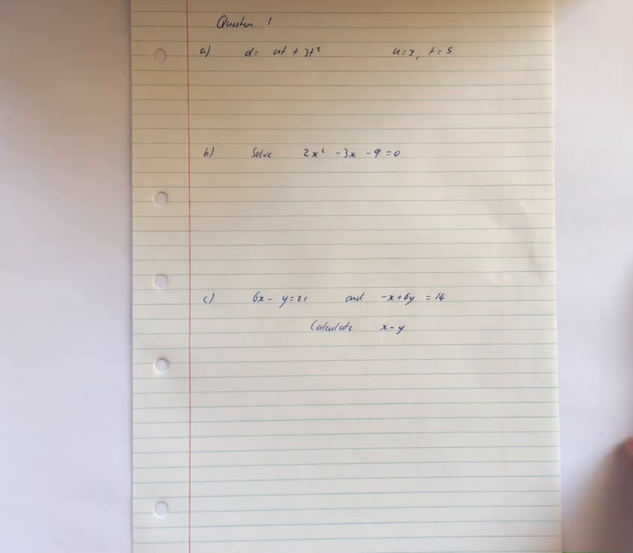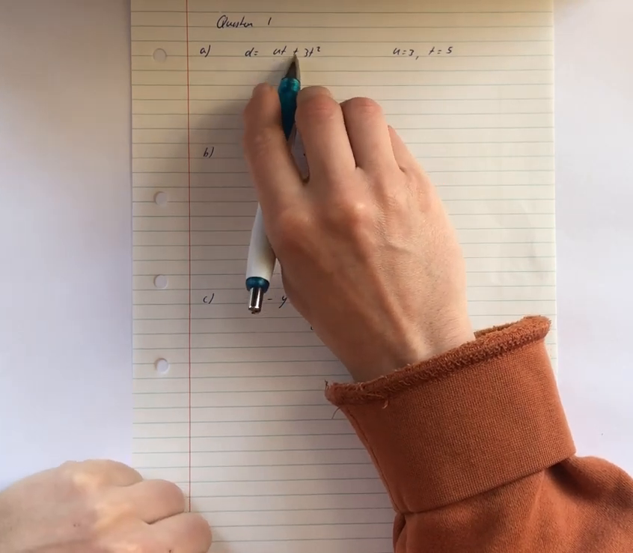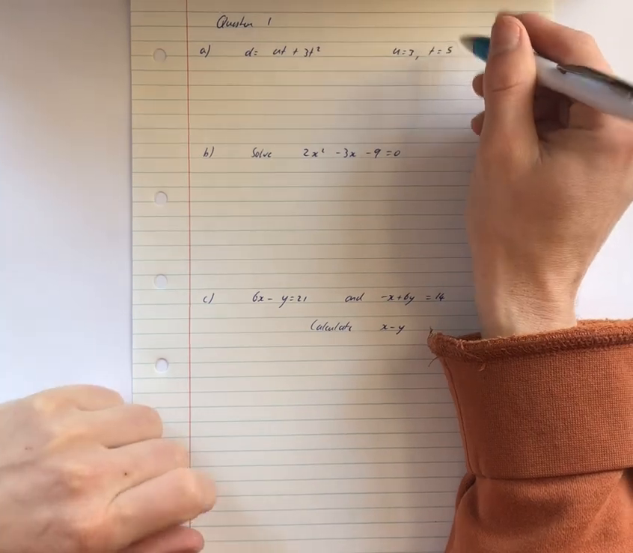Alright, let's go. The 2017 MCAT, day one. So, we're starting off with a nice, easy substitution problem. D is equal to u times t plus 3 times t squared. U is 3, t is 5.